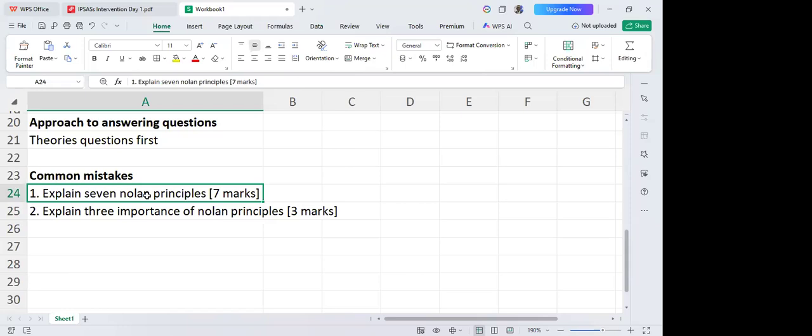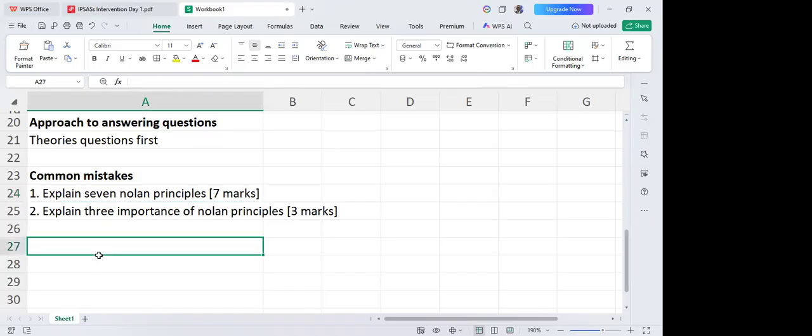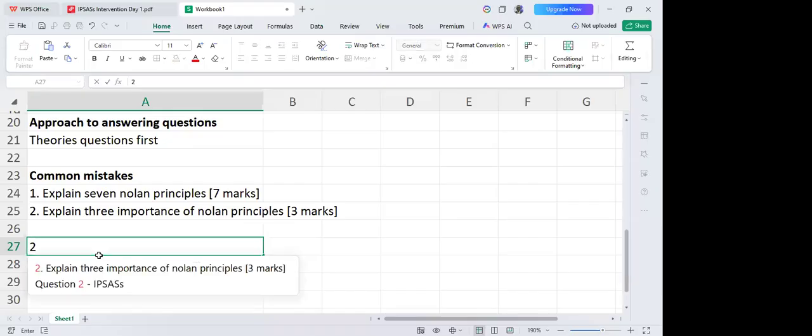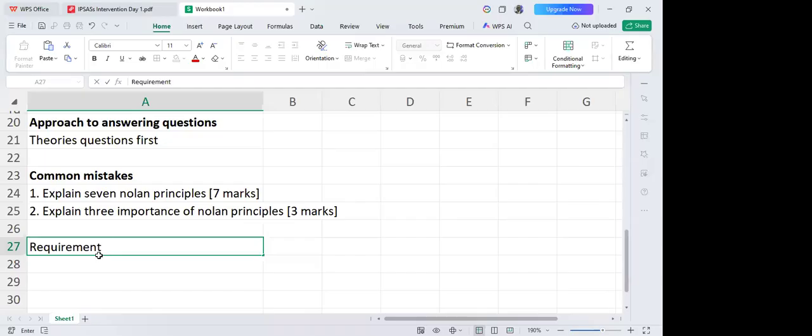I've spoken about two common mistakes. The first is that students usually start with question one, the financial statement first. And secondly, in the approach of answering the question, people don't look at the marks allocation. Most of the time, the chief examiner's report always talks about that. The third one I'll talk about is that students don't answer the requirements of the question.